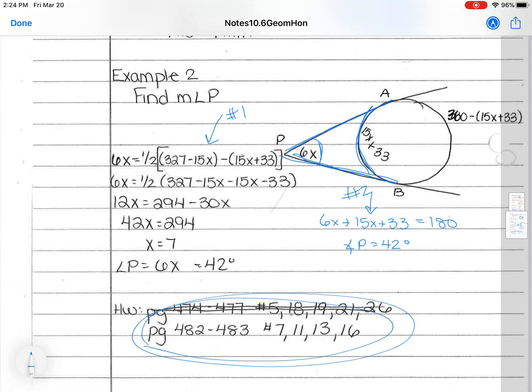So homework here is at the bottom. Make sure that you get those 4 questions done.